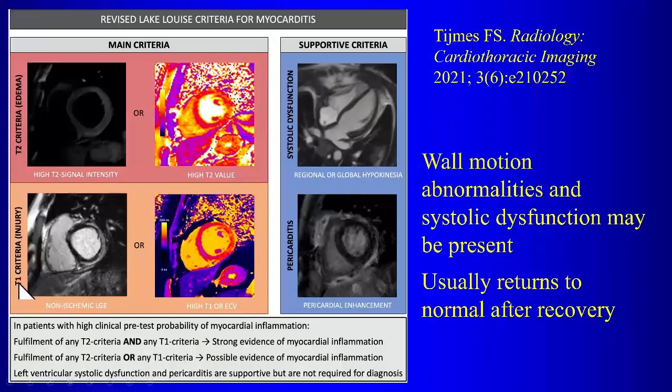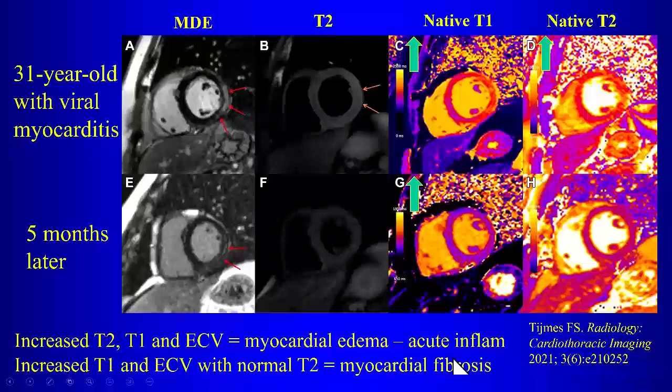T1-based criteria, so these are criteria for actual myocardial injury. So delayed enhancement, here you can see this epicardial pattern of delayed enhancement. It is sparing the endocardium there. If you do T1 mapping, again, those areas would show up a little bit different in color based on your color map than the rest of the myocardium. Decreased systolic function and pericarditis can be supporting but are not absolutely necessary to make the diagnosis. And the wall motion abnormalities and systolic dysfunction usually go back to normal when the patient recovers.